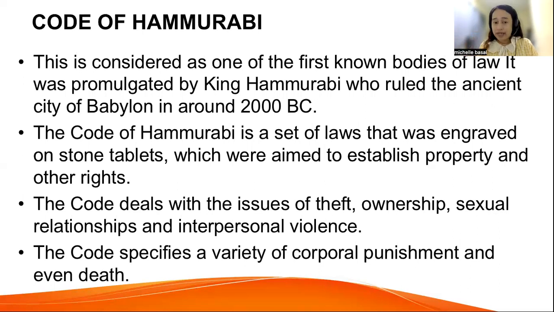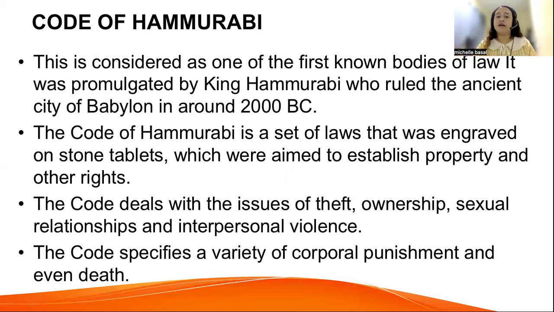It was promulgated by King Hammurabi, who ruled the ancient city of Babylon around 2000 BC. When we say BC, it means before Christ, before the coming of Christ. So even before Jesus Christ came in our history, there was already an established law, or there were already several established laws. And the very first recorded law was the Code of Hammurabi.